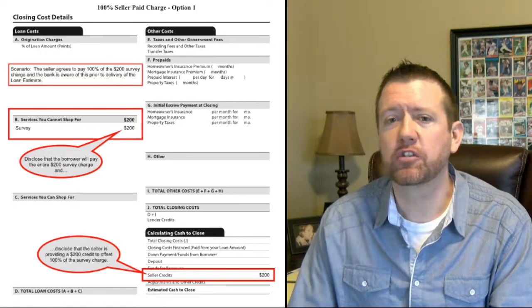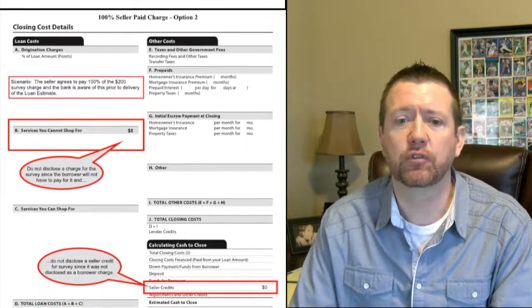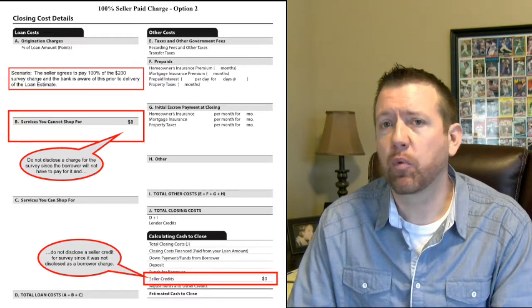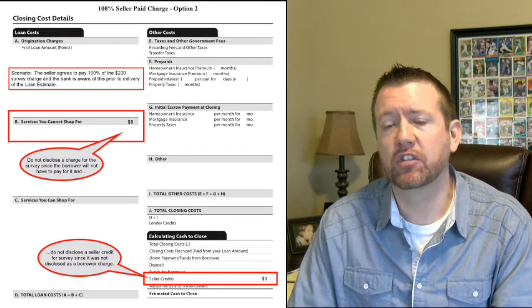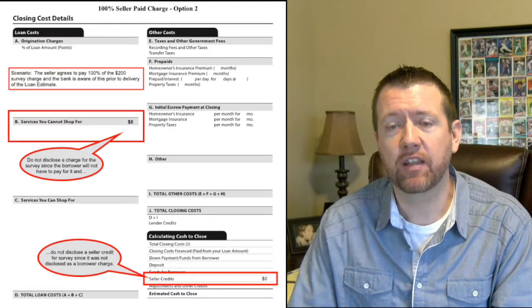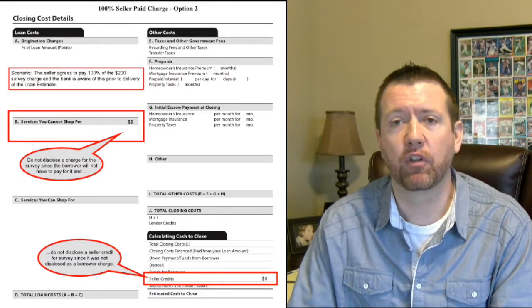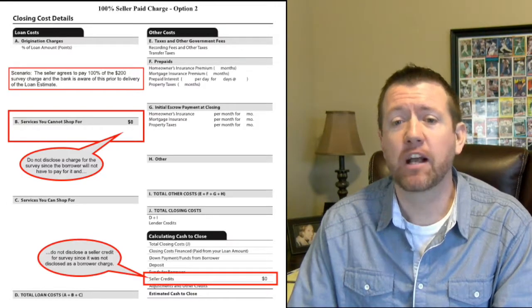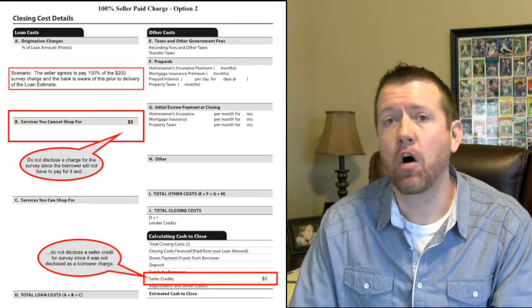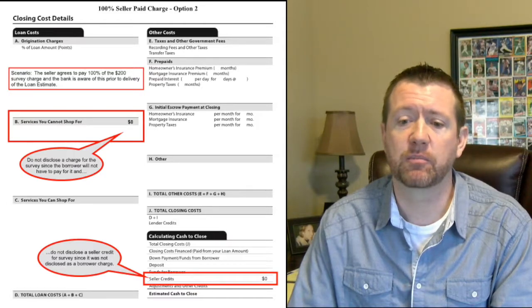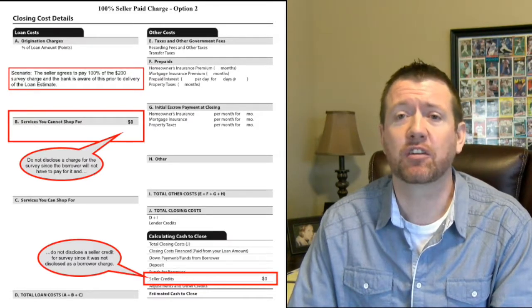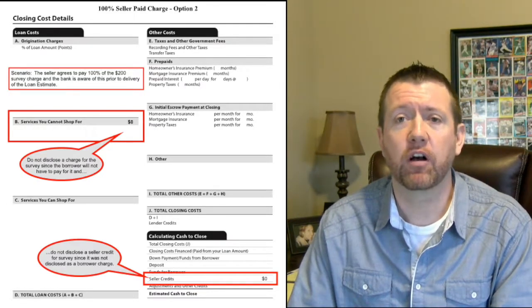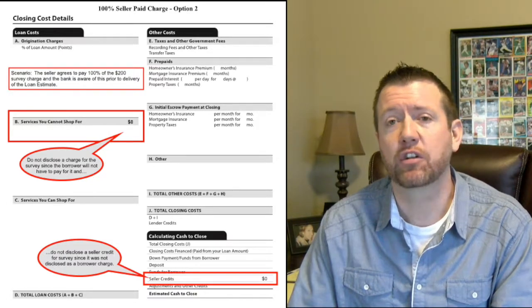Let me show you what TRID 2.0 now allows us to do. In this case, we still require the survey. However, since we know, based on good faith, that purchase agreement in our hand before the loan estimate goes out, that the seller is going to pay 100% of that charge, we're actually allowed now to not disclose it at all on the loan estimate, the survey in Section B. We also don't have to show a seller credit, even though we know they're paying for 100% of that charge within the cash to close section.